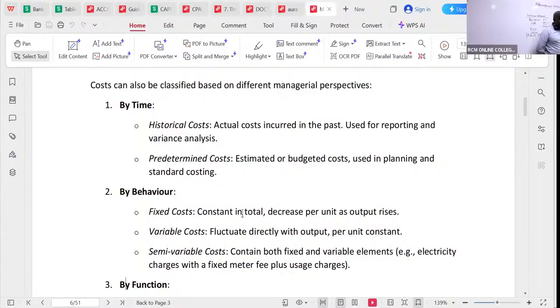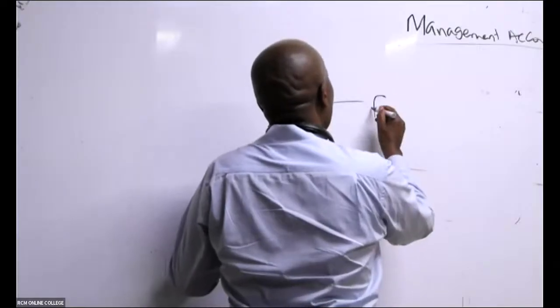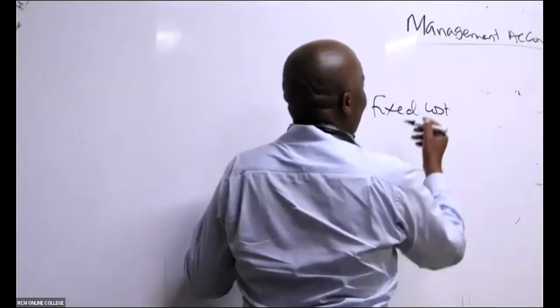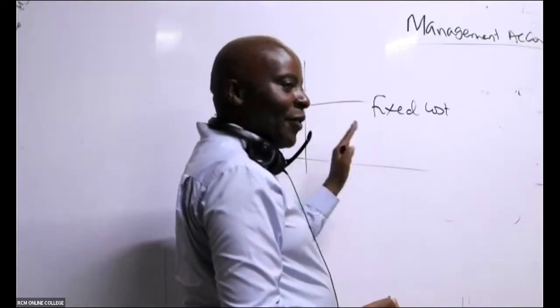How about variable costs? They also behave in a funny way, isn't it? They fluctuate. And then, ladies and gentlemen, we have semi-variable. How do semi-variable costs behave? They exhibit both characteristics, isn't it? Please listen. When we talk of fixed costs, this is how they behave. They are ever constant.